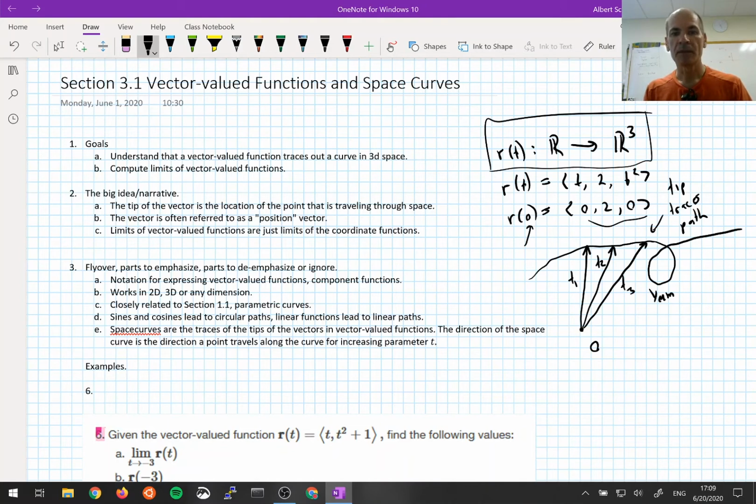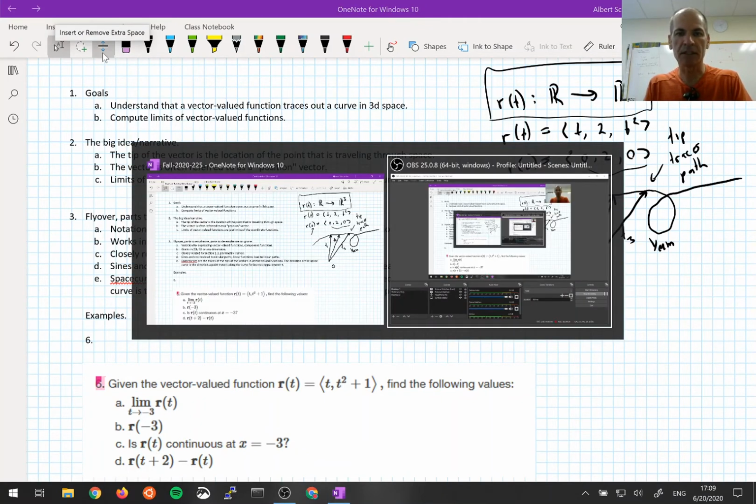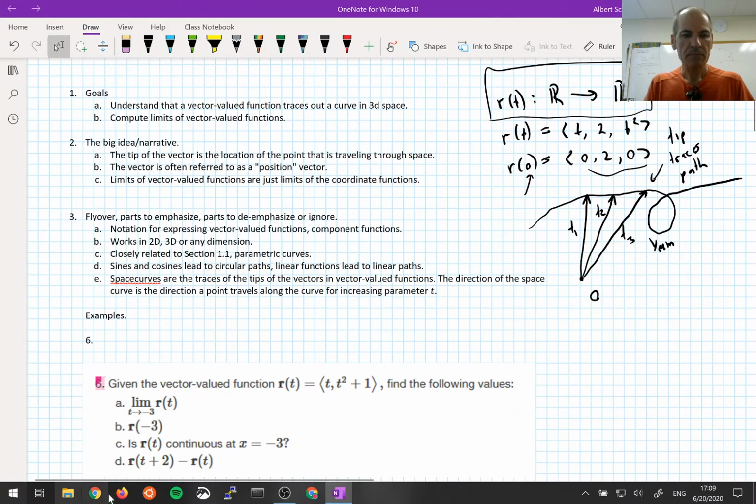And so on. All right, the notation for vector-valued functions is really just vector notation with an independent variable thrown in, like t. So you'll see that over and over again in this chapter. In fact, let me go to the book here, and you can see that.